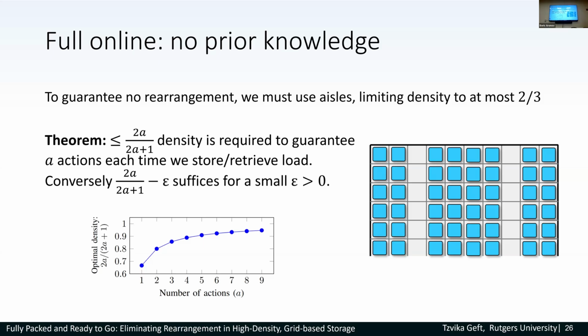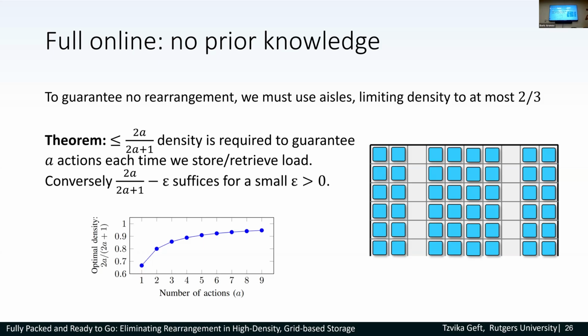I think the reason why the result is this way is because we're talking about a worst case bound. So if you want to meet this worst case one, you never know what's going to be the first one to be retrieved, right? And so you're going to have to be very careful about how you place the loads, the arrangement of the loads, to get that A actions.